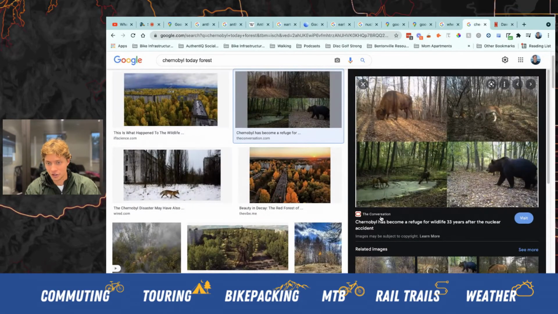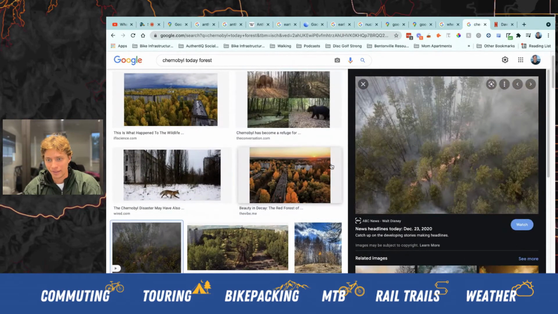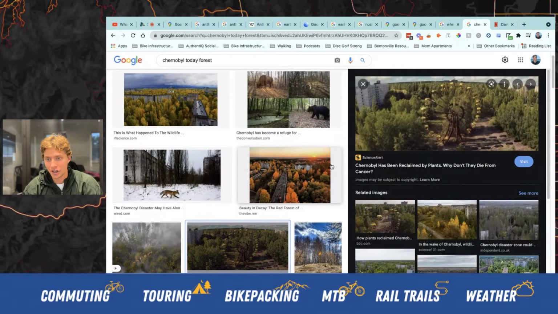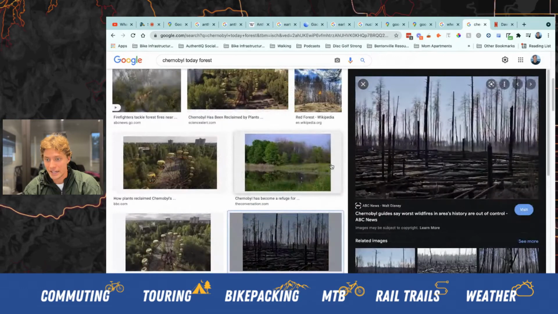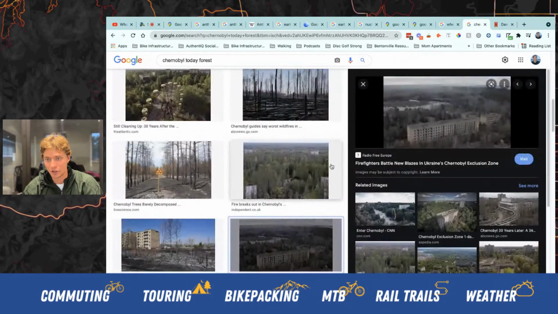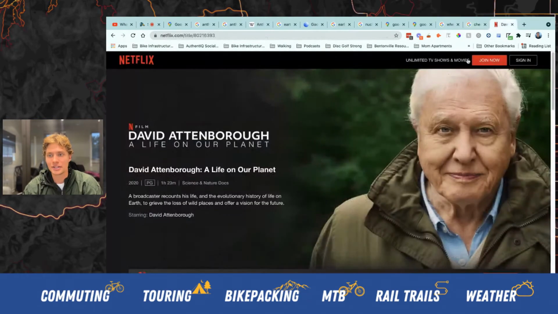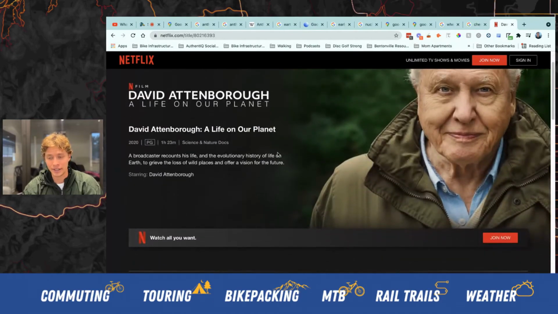This article from The Conversation has a picture showcasing wildlife, saying Chernobyl has become a refuge for wildlife 33 years after the nuclear accident, after humans moved out. And you can see how this Ferris wheel has been immersed in nature, which in a lot of ways has taken back over. A lot of this, by the way, is inspired by the David Attenborough Life on Our Planet documentary.